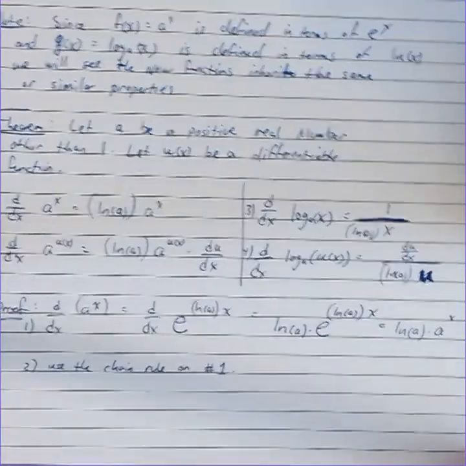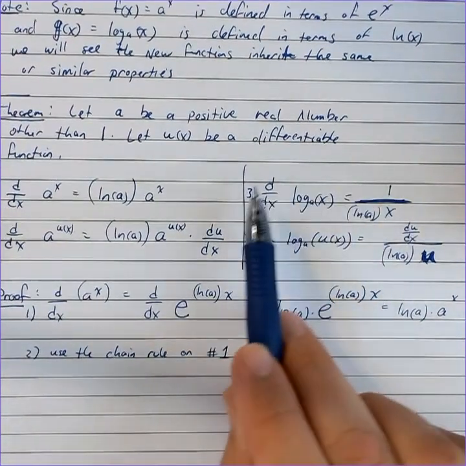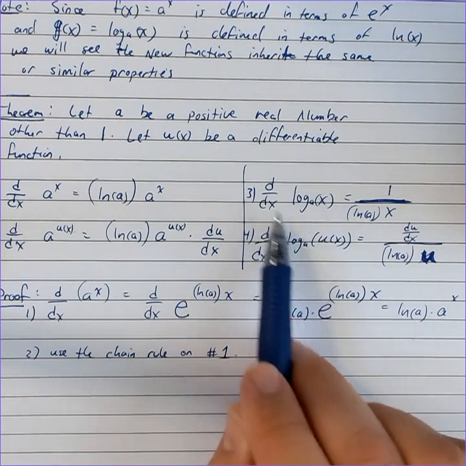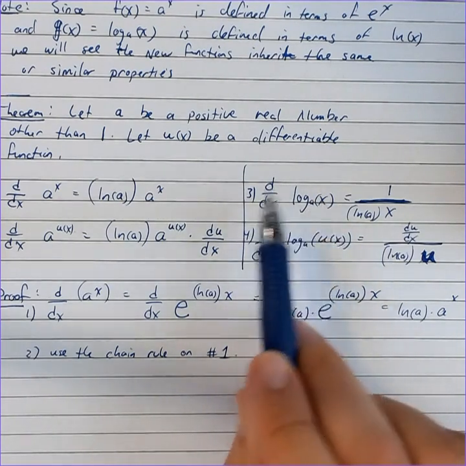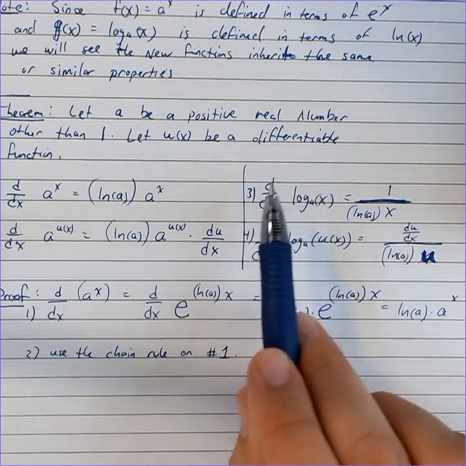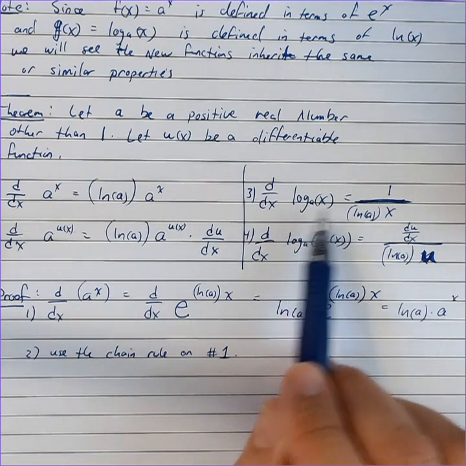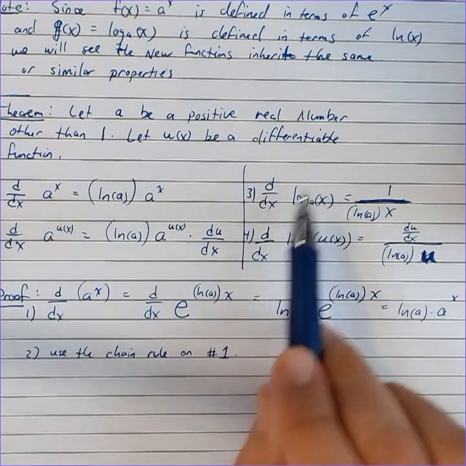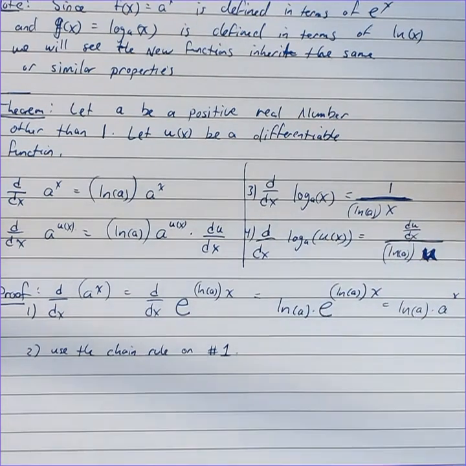Number 3 and 4, I encourage you to do those yourself. Here you would do exactly the same thing that I just did. You would say, okay, I want the derivative of the logarithm of base a. We'll use the definition. You can write this as the derivative of a natural logarithm of something, and then you'll work this out. And then, of course, this fourth one is just the chain rule on the third one.